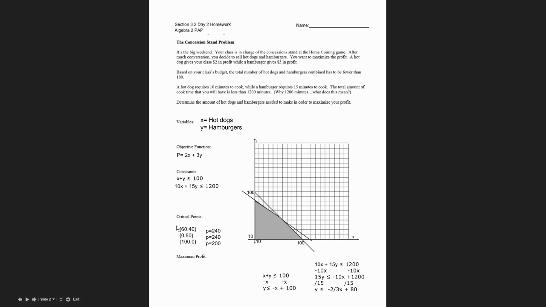And so when you plug all of the critical points in, you find that 0, 80 and 60, 40 both have the same amount of profit, and they both have the max amount of profit, because making 100 hot dogs and no hamburgers only makes $200. So the answer could be both 0, 80 and 60, 40. So you can make either 80 hamburgers or 60 hot dogs and 40 hamburgers and get the same profit.